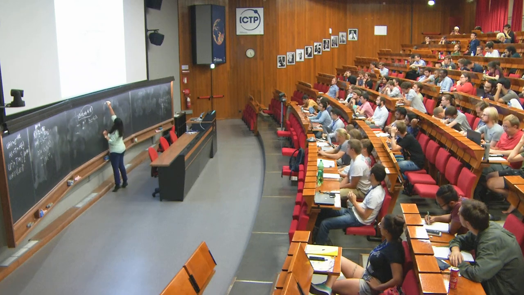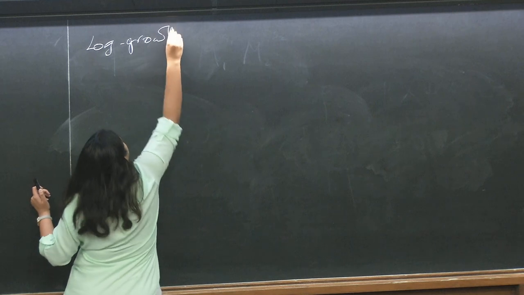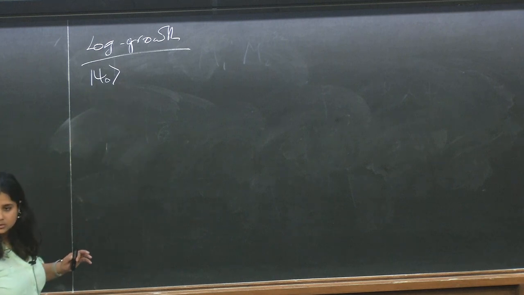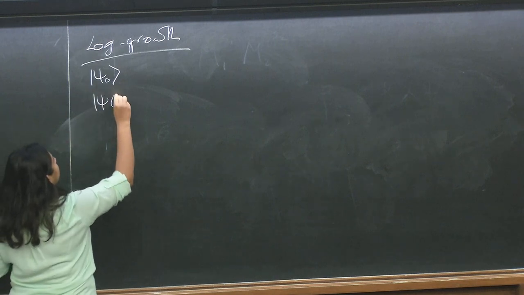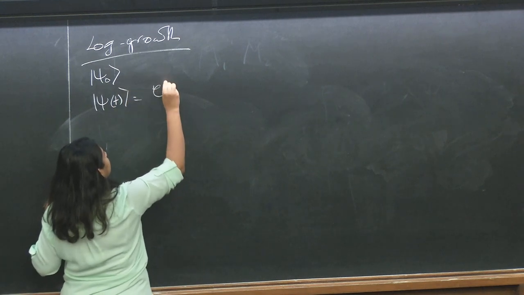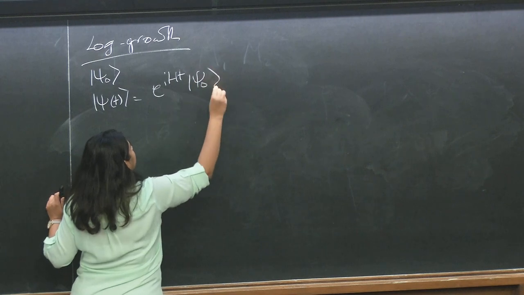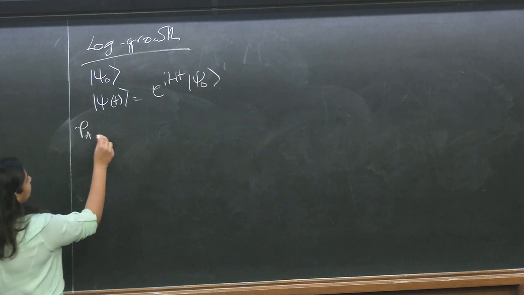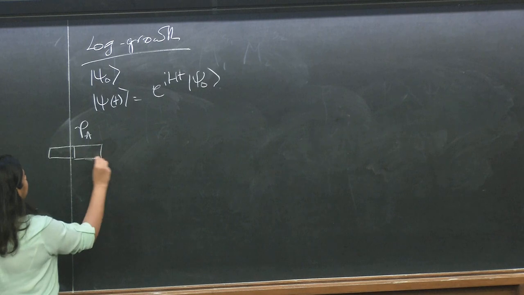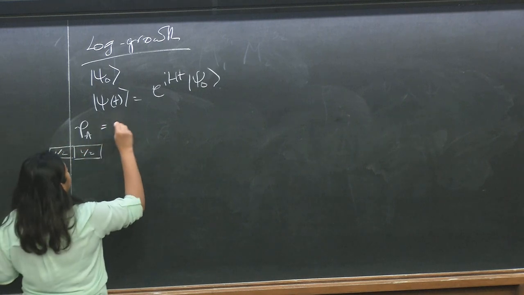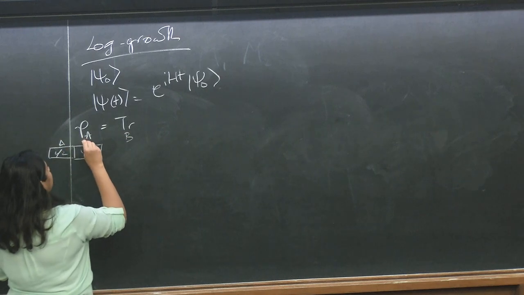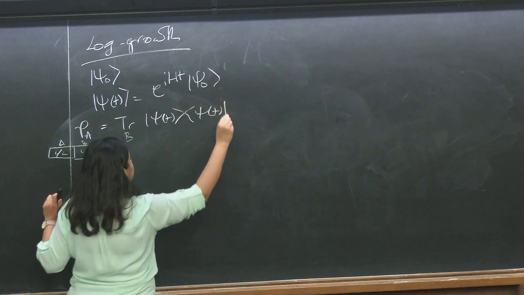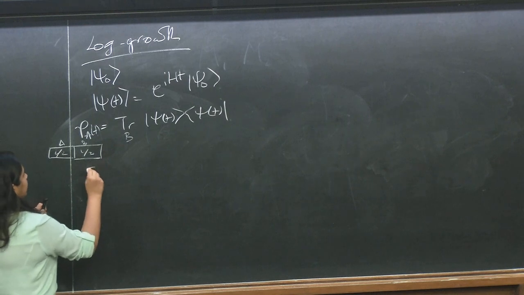So log growth, right? So the point is that I'm preparing my initial state. I'm preparing my system in some initial state, okay? I'm going to compute psi of t, which is e to the minus iHt psi naught. And then I'm going to compute rho_A, and for my purposes, rho_A can just be half the system. I'm just gonna divide the system into two halves. Rho_A is the trace over B of |psi(t)><psi(t)|. Okay, this is rho_A of t, and then S of t.